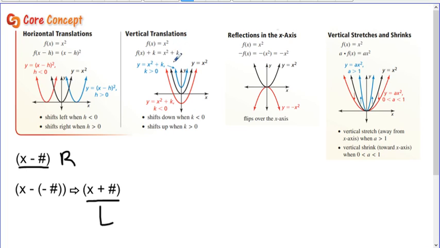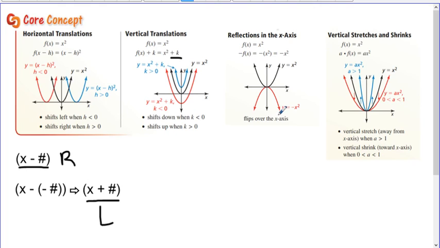Vertical translations is when you move your parabola up and down. Okay, and that actually makes perfect sense of what you think it should be, right? When you add a number, it moves up. When you subtract a number, it moves down. We can reflect our function over the x-axis. And the way that we do that is we put a negative in front of our function. So the a value is actually going to be a negative value, and that will flip our parabola over the x-axis.